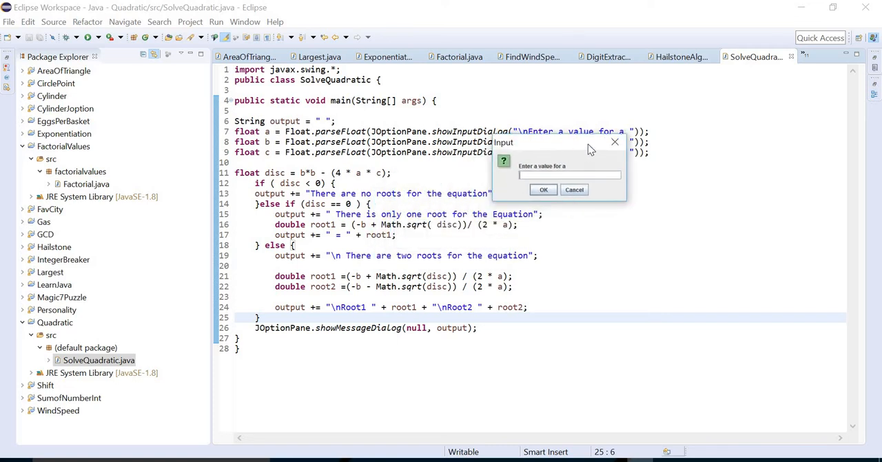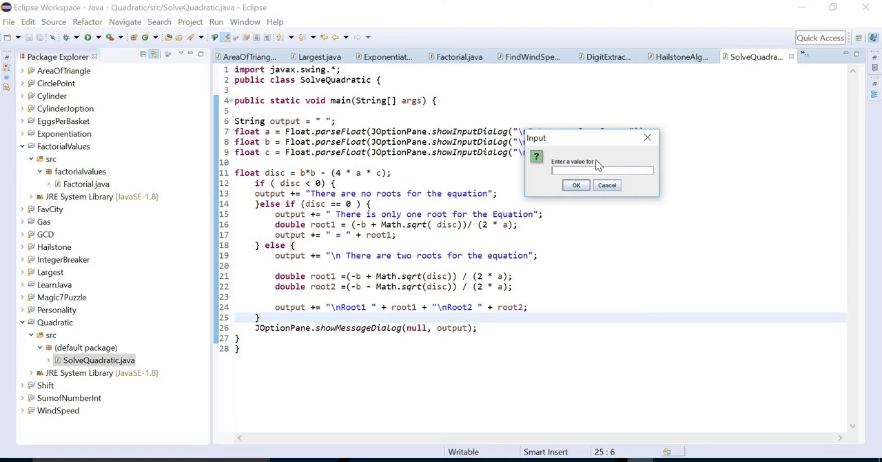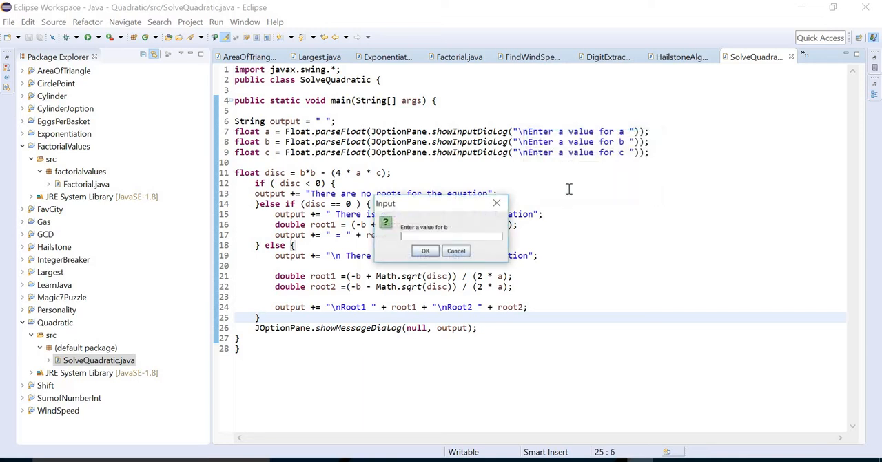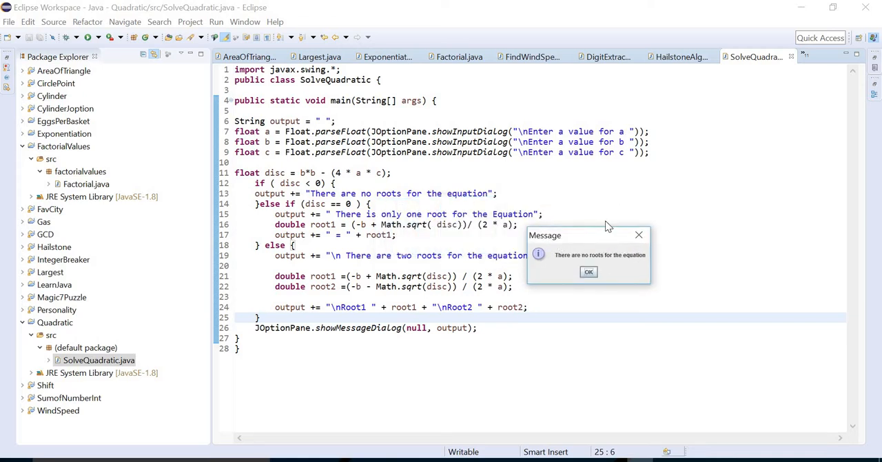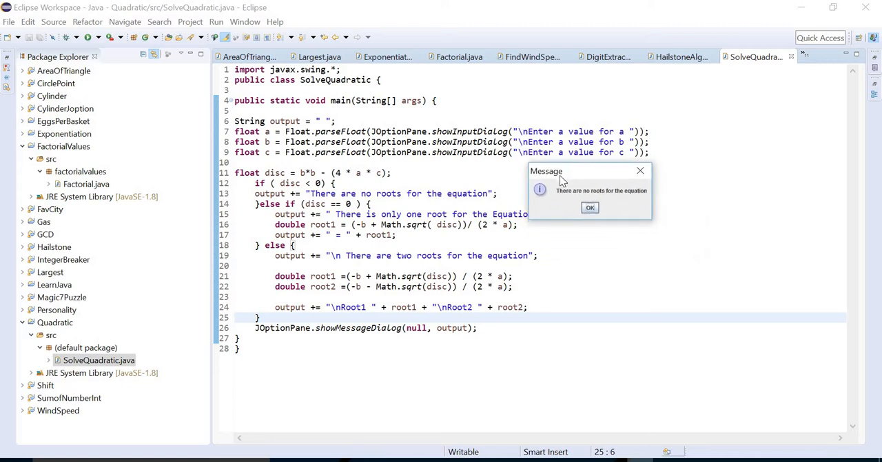Enter a value for A. I can put whatever value I want. I could put decimals because I used double. Remember, I used float or double. Float is smaller than double, but this will be fine. 201. Okay. Value for B 3.34. C 2.012. There are no roots for the equation because the discriminant is less than 0.